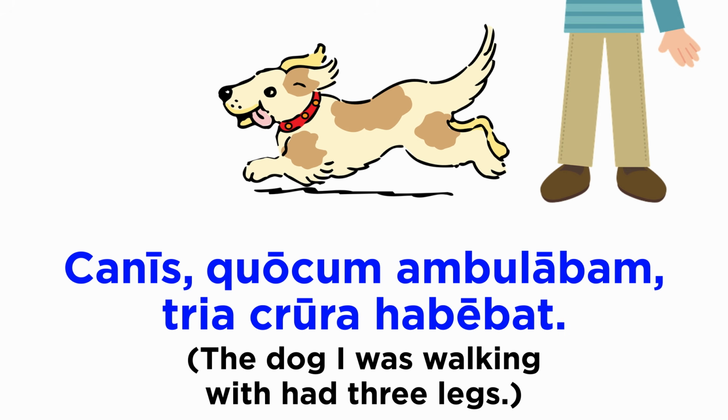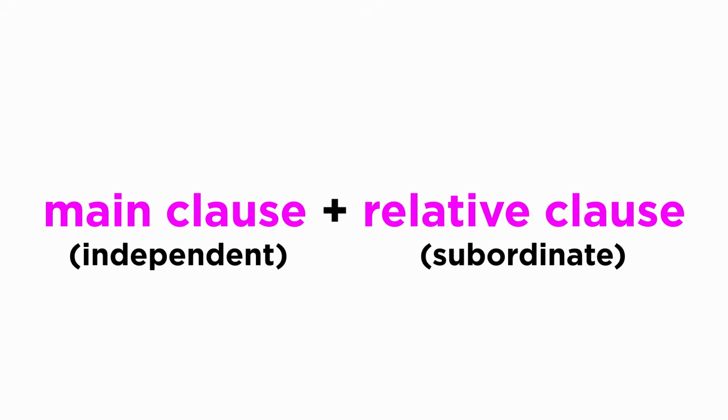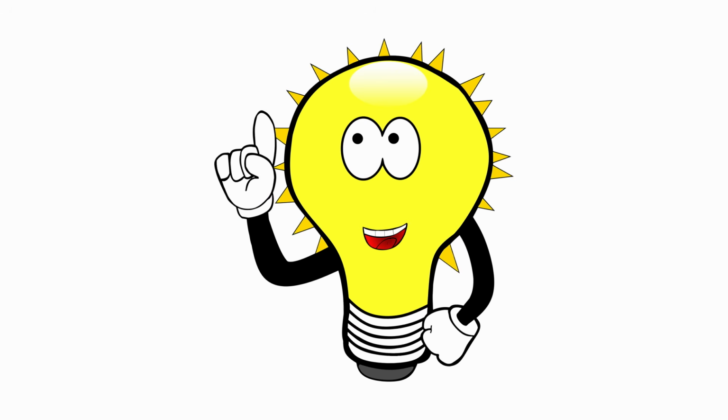Canis, quocum ambulabam, tria crura abebat. In this last one, we see the dog as an ablative of accompaniment. You can always separate the main clause from the relative because the main clause is independent and the relative is subordinate. Now let's see many more examples in Latin. We'll use commas and separate the relative clause to facilitate comprehension.